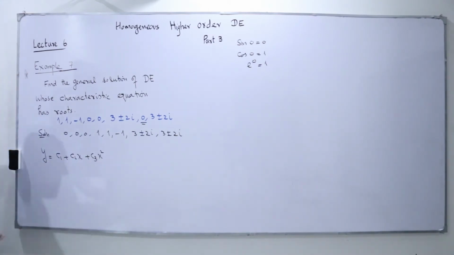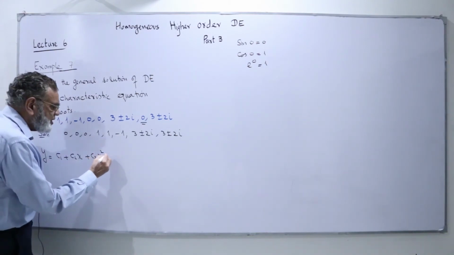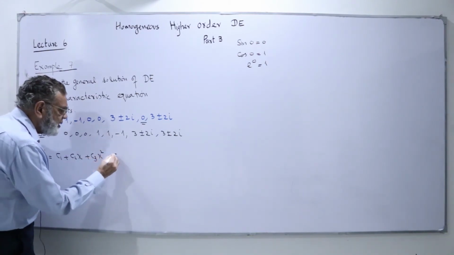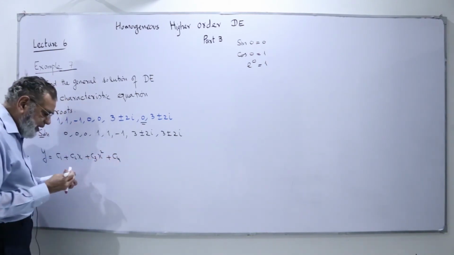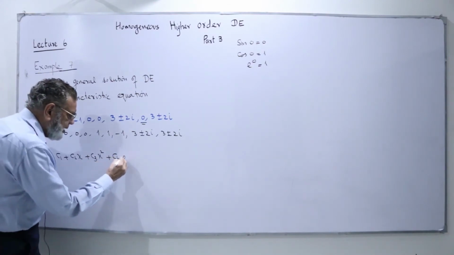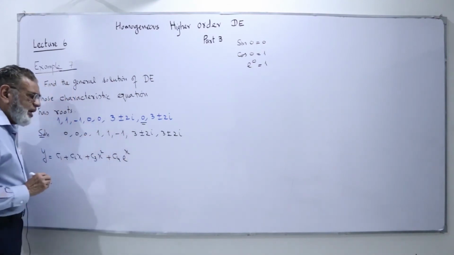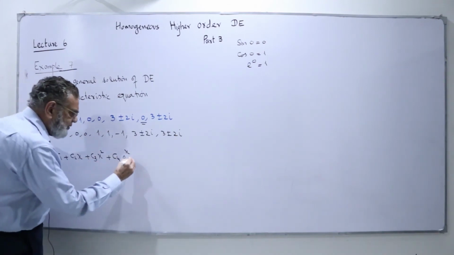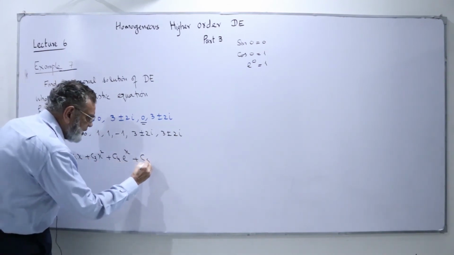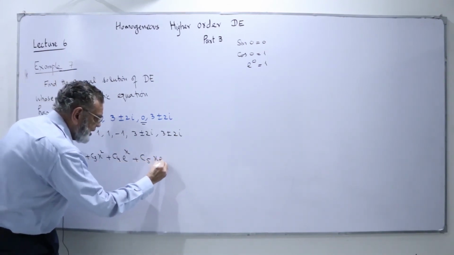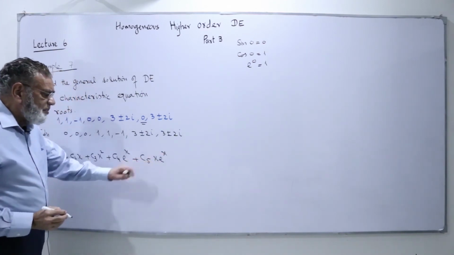Now next is 1 and 1. So we are having the value of c4 e to power x, and 1 is 1, plus we are having c5. Now the root is repeated, we multiply by x e to power x. Whenever the root is repeated, we multiply by x.